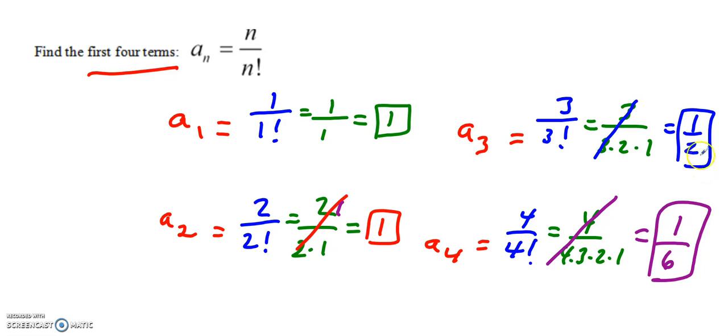or 1/2. And last but not least, 4 over 4 factorial is 4 times 3 times 2 times 1. Crossed out the 4's, was left with 3 times 2 times 1, which is where I got the answer of 1/6. All right, guys, so we'll be practicing these 2 sections in class tomorrow.